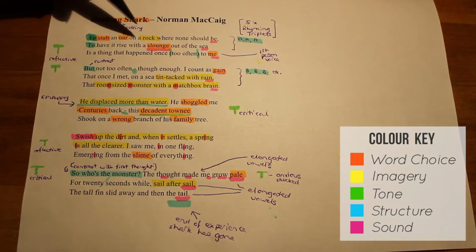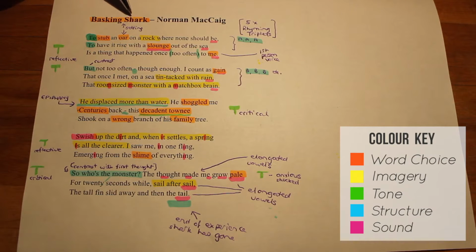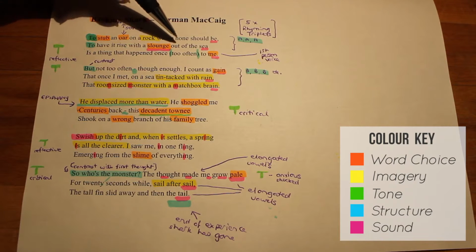Moving on, we have an interesting word choice here with the word slounge. Some would say that's a neologism, although I've actually found it in a dictionary. But it's this idea of a slow, leisurely movement as it emerges from the deep. And you can imagine this would be quite a scary experience. Basking sharks are up to 10 metres long. So picture that. They are huge. And if you met that on your own out at sea, it would make you stop and think, as indeed it did MacCaig.